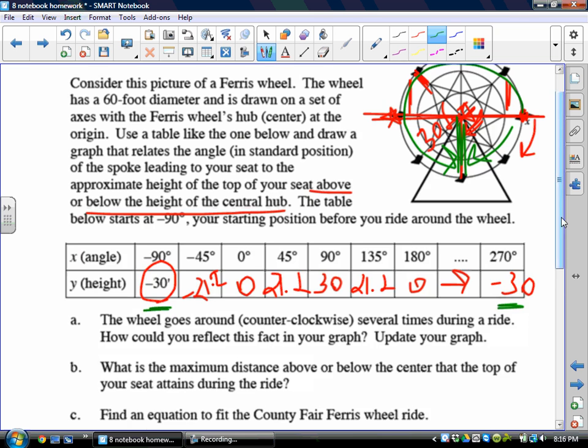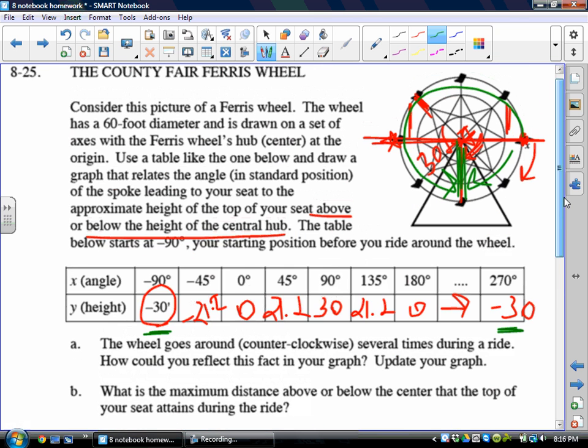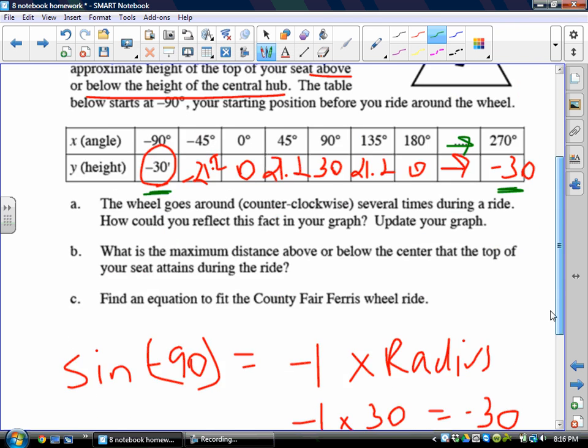Part A, now we have our table filled out, says the wheel goes around counterclockwise, which is the normal direction, this way, several times during a ride. How could you reflect this fact in your graph? Update your graph. So if it's going around several times, basically you're repeating this table, and we're going to repeat our graph.